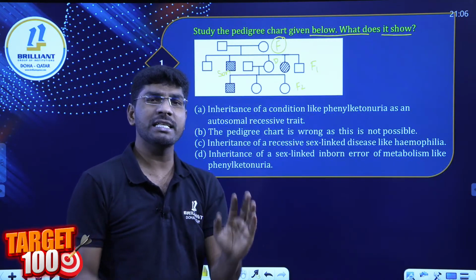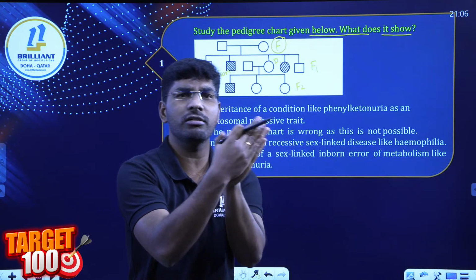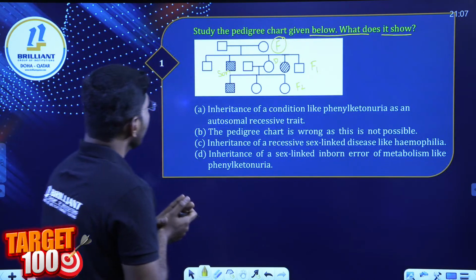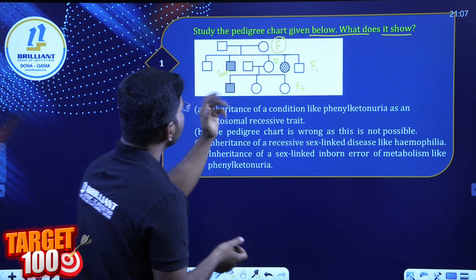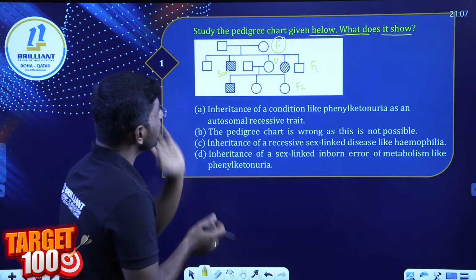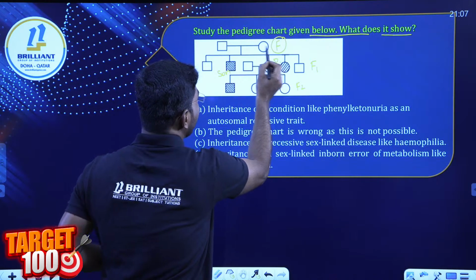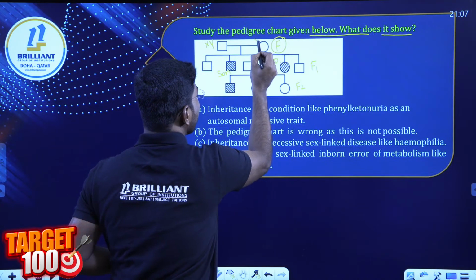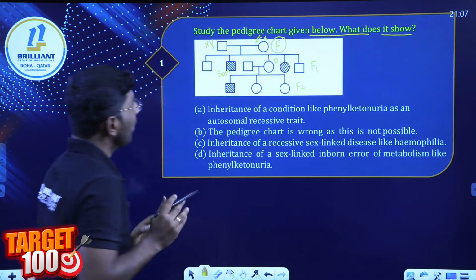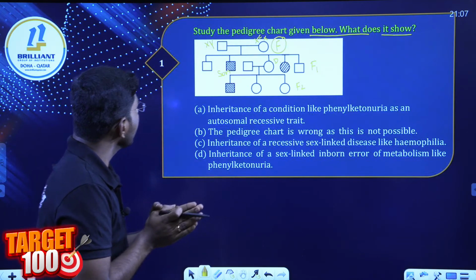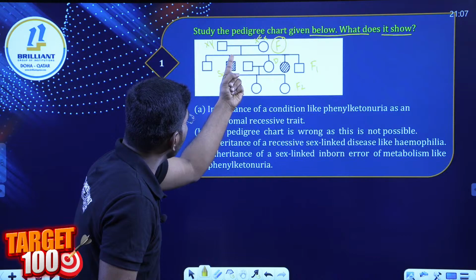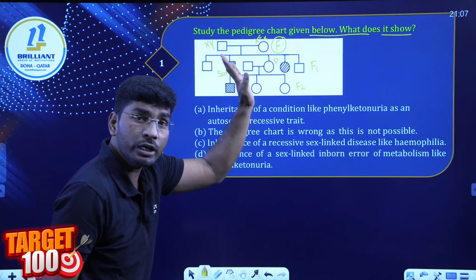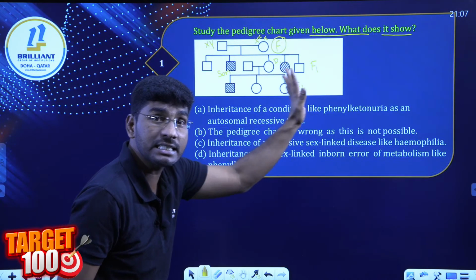But the second point is: is this autosomal recessive or sex-linked recessive? That's a problem. We have to find that out also. Assume this is sex-linked recessive. Sex-linked recessive means here this is a carrier. Here it is a normal person, that means XY. Here it is a carrier, for example X^C X^c, assuming. Now if it is sex-linked dominant, this daughter would not show the disease, right? So it is clear it is not a sex-linked disorder.